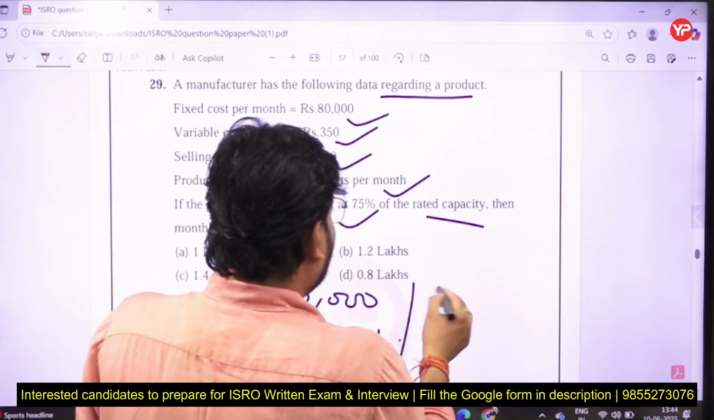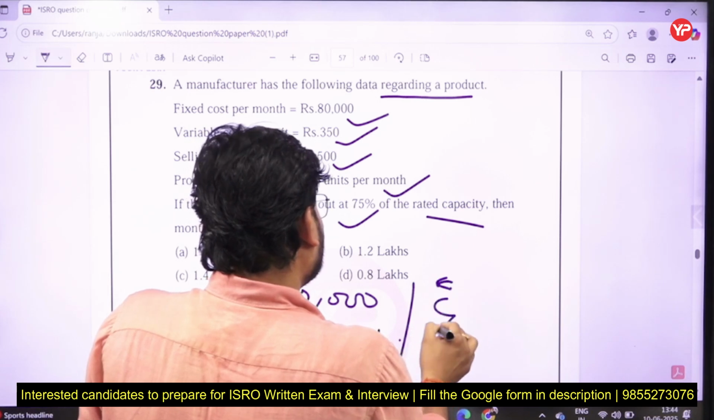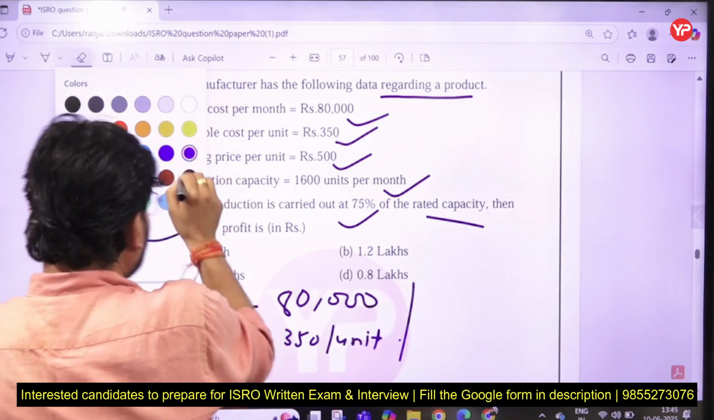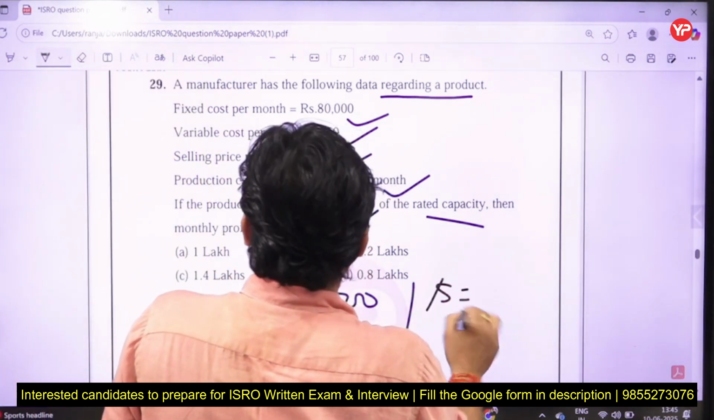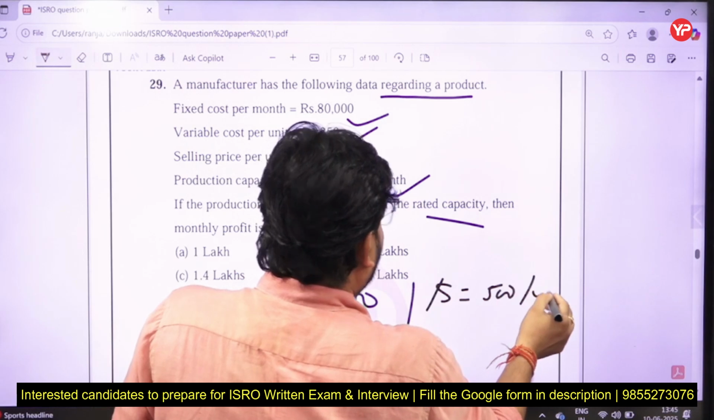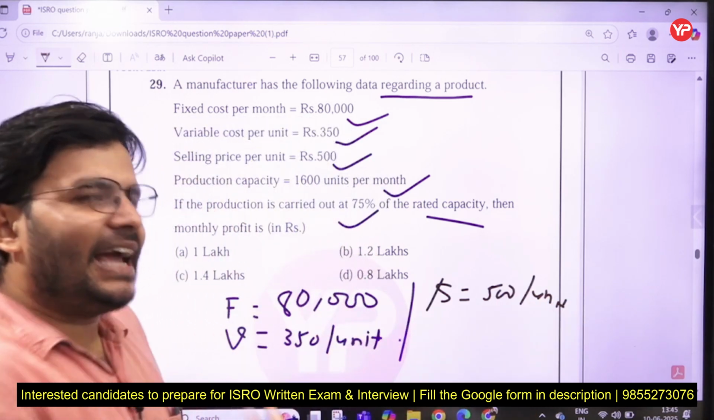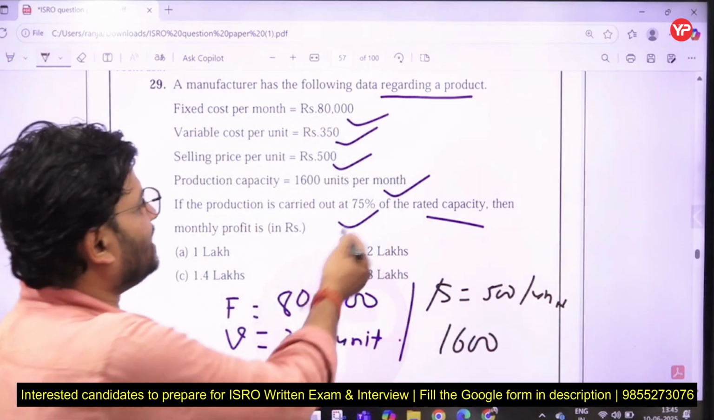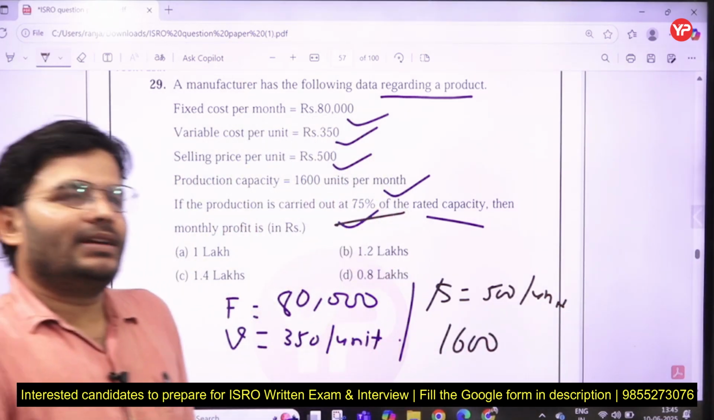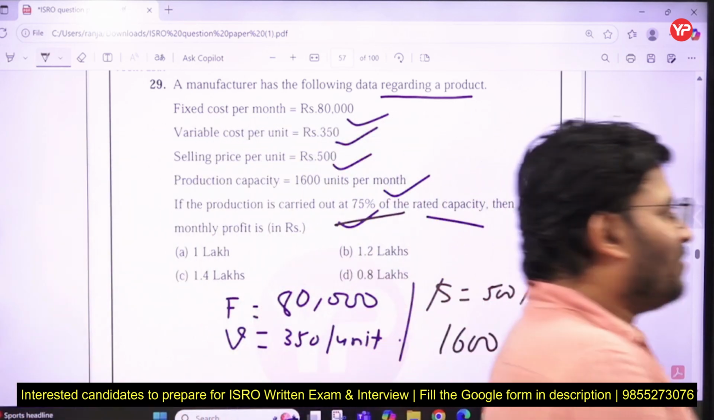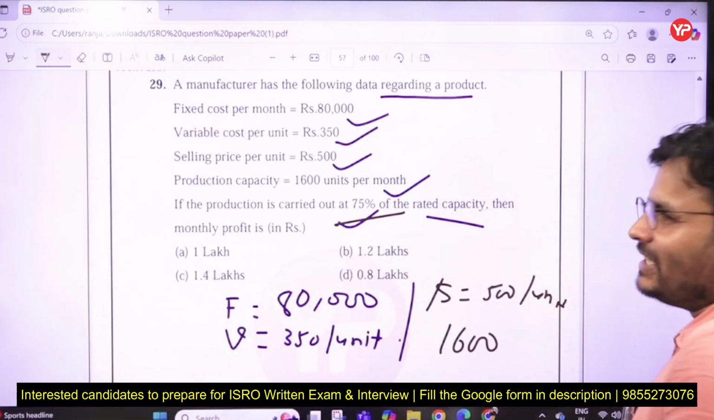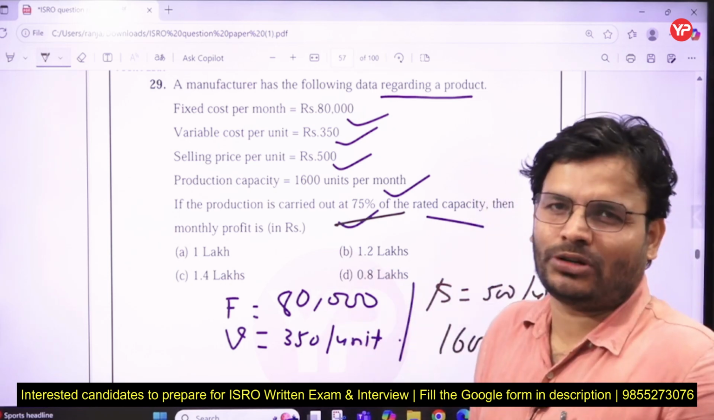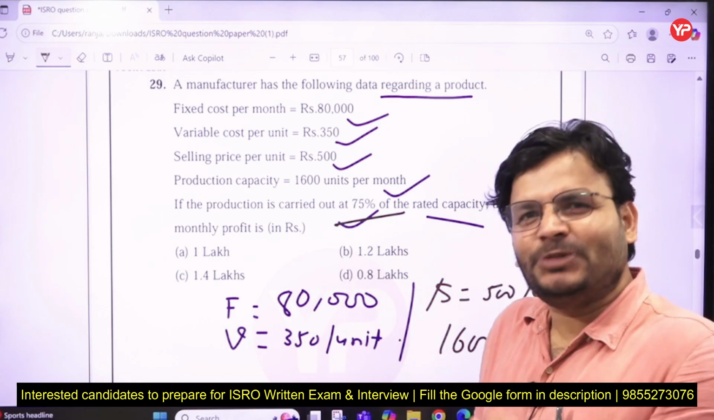Selling price, a small s, is given as 500 Rs per unit, right. Production capacity: they have the capacity to produce 16,000 units in a month, but they only work at 75% of the rated capacity. You could earn some amount by working the whole month, that is 100%, but you are working only at 75% of your total capacity, so production will be accordingly.